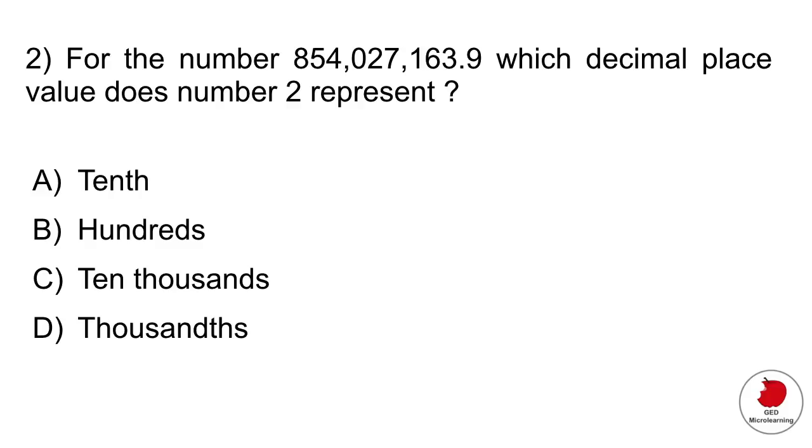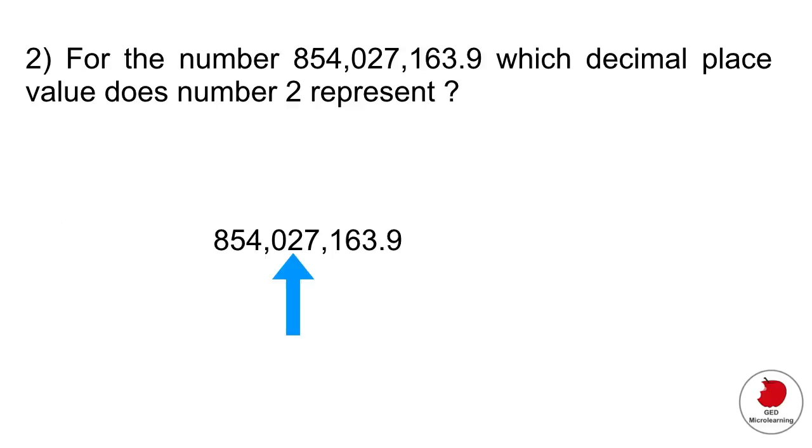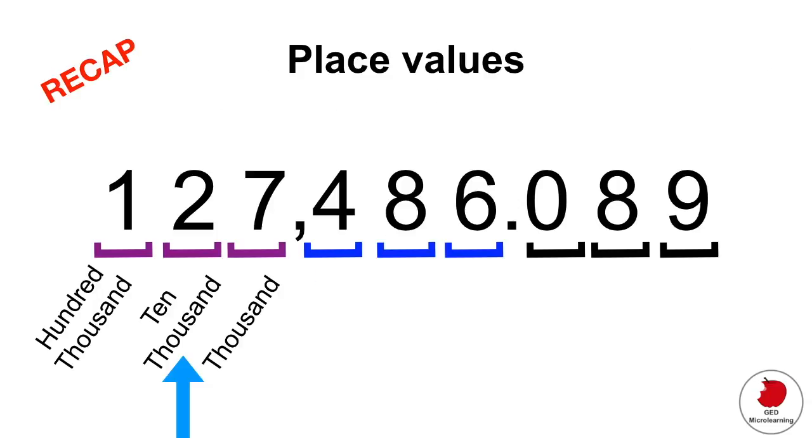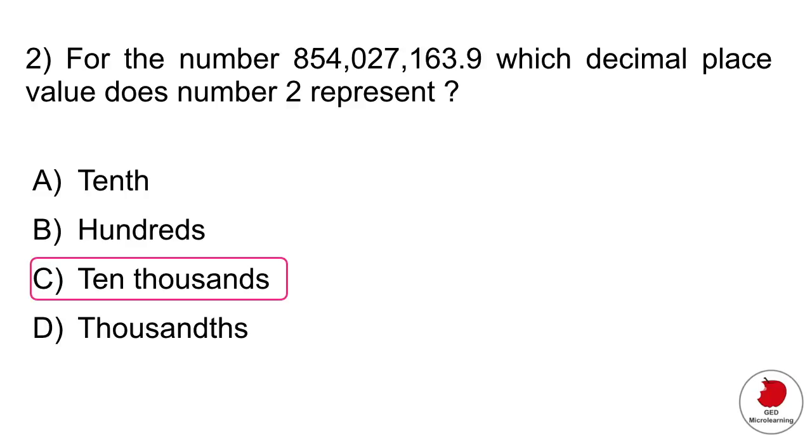All right, so let's do a little bit more practice with this. It gives us this massive number, and it asks us which decimal place does the number 2 represent. So if we go back to our place values, this is the 10,000. After the first comma, between the 7 and the 4, you enter the thousands, and it's going to be 1,000, then 10,000, 100,000. It's always going to be like that. So that's option C.